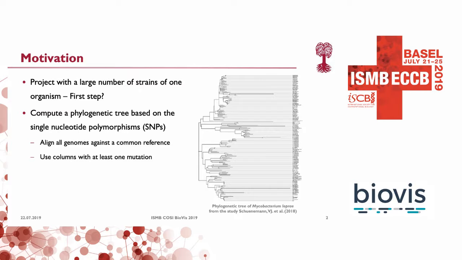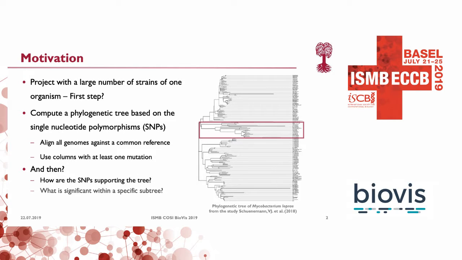This is the phylogenetic tree of the Mycobacterium leprae from the study by Schuenemann et al. in 2018. But what about afterwards? What if we're interested in knowing the relationship among the SNPs and the reconstructed phylogenetic tree? Or if we're interested in just one specific subtree of the tree, and we would like to know if there are some enriched characteristics within this subtree that might not be represented among the whole phylogenetic tree? Or a third question, if we're interested in two subtrees, and we would like to know if there are common SNPs between these two subtrees. These questions are not easy to answer at this point.